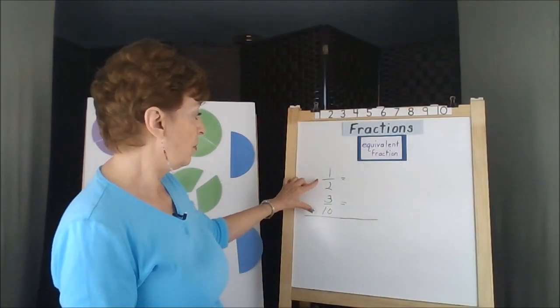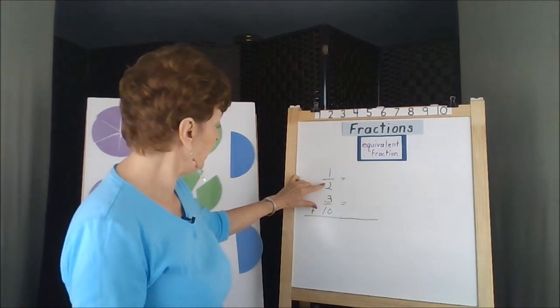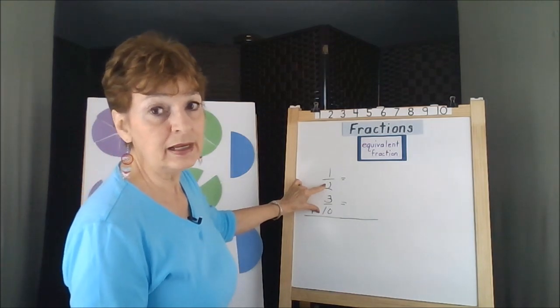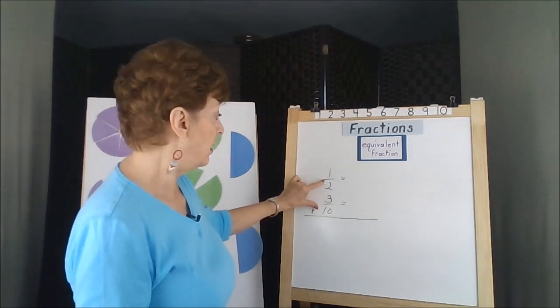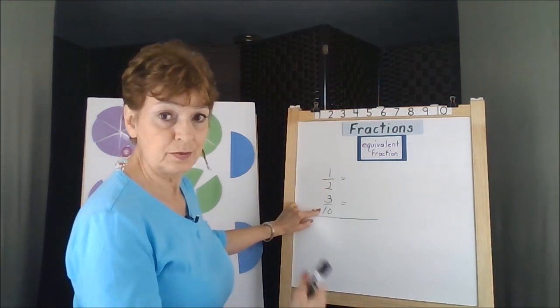In this problem, we're going to be looking to see if we have the same denominator. We have halves and we have tenths, so those are not the same. We're going to be looking now for a number that the 2's, when you multiply, share with the 10's when you multiply them.